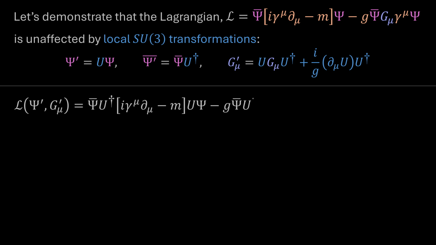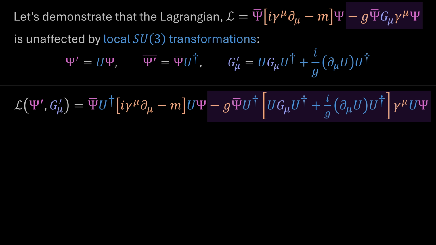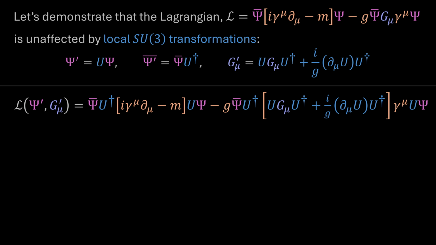Alright, so supposing we undergo an SU3 gauge transformation, let's go ahead and evaluate our Lagrangian in the new gauge. To do that, let's take the first term that involves the quark color triplet field psi, and we're going to replace psi with the transformed U times psi, as well as psi bar with the transformed psi bar U dagger. And likewise, if we look at the second term, we're going to make the same substitutions for psi and psi bar, and then we're going to replace the gauge field G mu with G mu prime, which is given by the transformation rule for G mu. And now all we have to do is evaluate this Lagrangian and see if it equals the Lagrangian that we started out with.